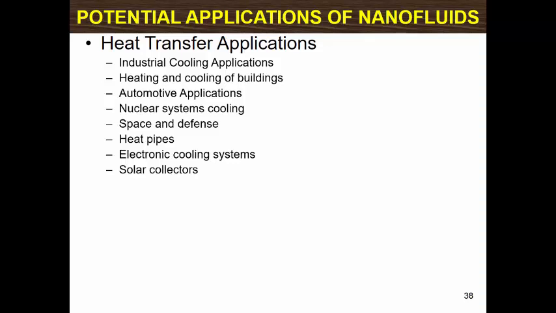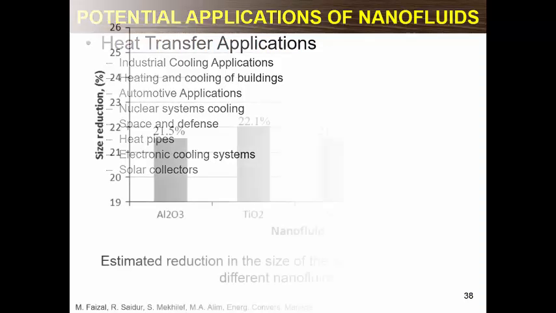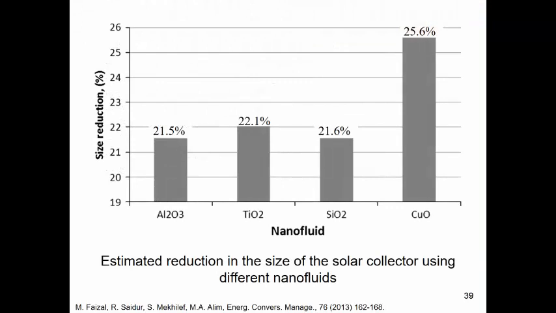The use of nanofluid as absorber fluid in solar collectors has been studied for the last 2 decades. Nanofluids show promising enhancement in thermal efficiency of solar collectors. The use of nanofluids in place of water as base fluid enhances all parameters of solar collectors. The potential of size reduction of solar collectors by using various nanofluids is shown in this figure.